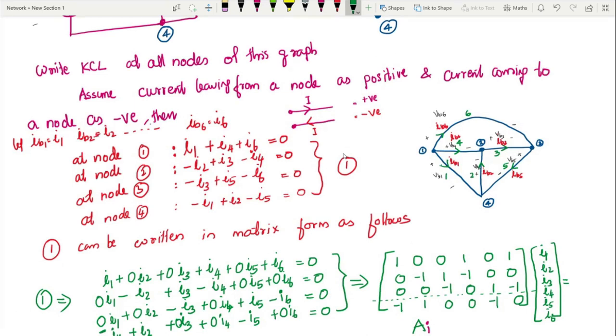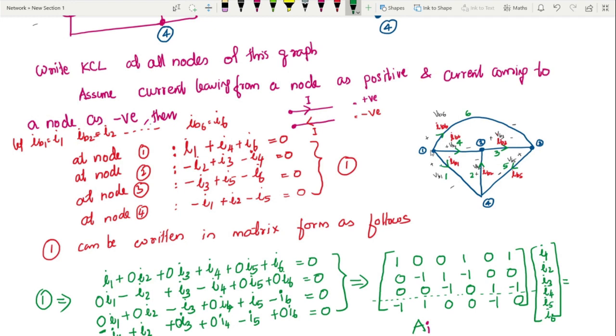Next, a very important thing is the sign of current in each branch. It is assumed based on the direction of current in branches with respect to a particular node. The rule is like this. If current is leaving from a node, then that current is taken as positive. If current is coming towards a node, then that current is taken as negative.